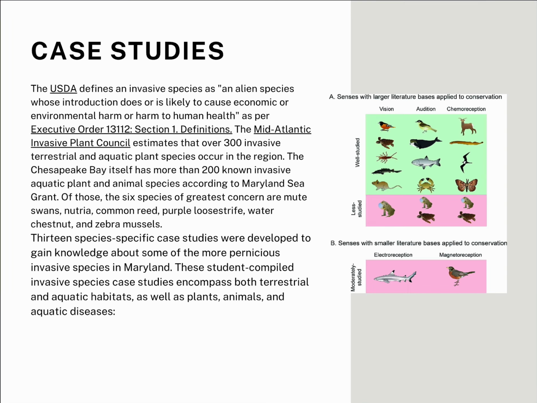The Chesapeake Bay itself has more than 200 known invasive aquatic plant and animal species according to Maryland Sea Grant. Of those, the 6 species of greatest concern are mute swans, nutria, common reed, purple loosestrife, water chestnut, and zebra mussels. 13 species-specific case studies were developed to gain knowledge about some of the more pernicious invasive species in Maryland. These student-compiled invasive species case studies encompass both terrestrial and aquatic habitats, as well as plants, animals, and aquatic diseases.